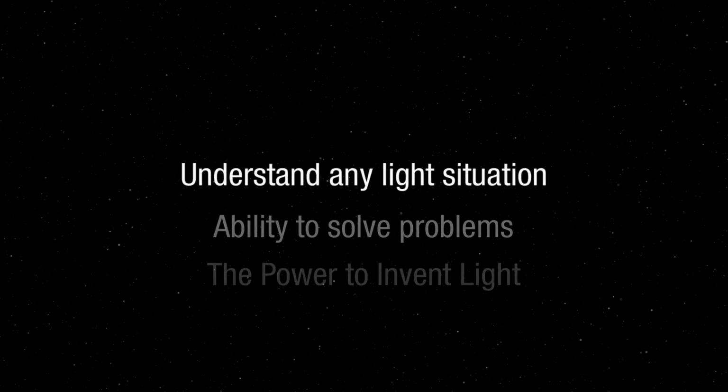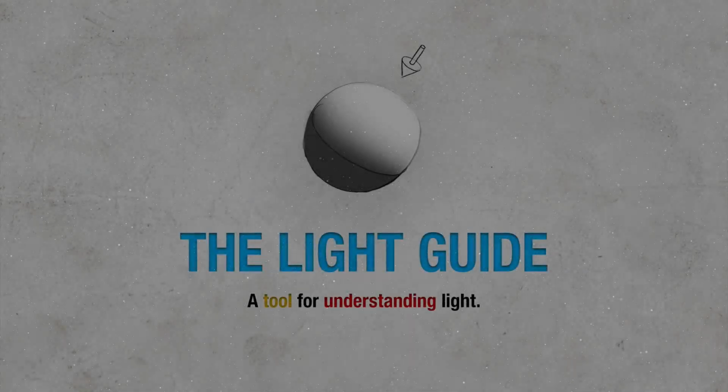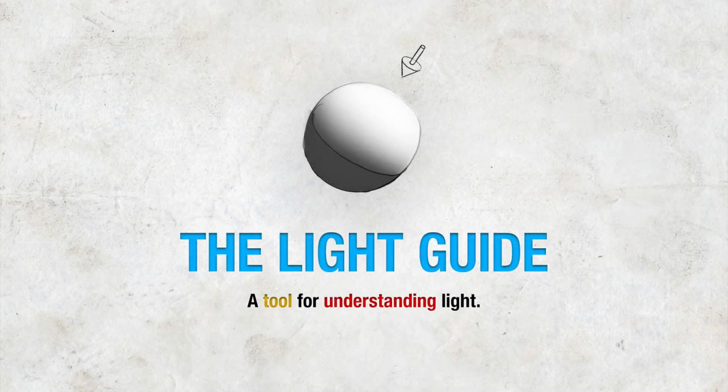If we want the power to invent light, we need to be able to solve lighting problems. To solve these problems, we need a way to understand any light situation. I found a tool that helps me do this. I call it the Light Guide because it shows me the way when I'm lost with my shading. I can use it to analyze and understand any light situation that I might encounter.